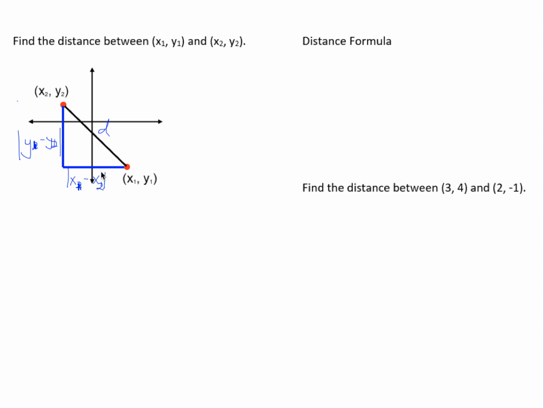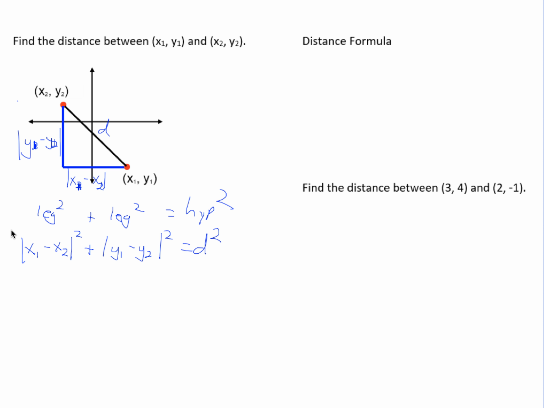So this is one leg, so we have the absolute value of x sub 1 minus x sub 2 squared, plus the absolute value of y sub 1 minus y sub 2 squared is equal to the distance squared. So remember, this is a leg squared, so Pythagorean theorem, plus the other leg squared equals the hypotenuse squared. So that's what we're using.